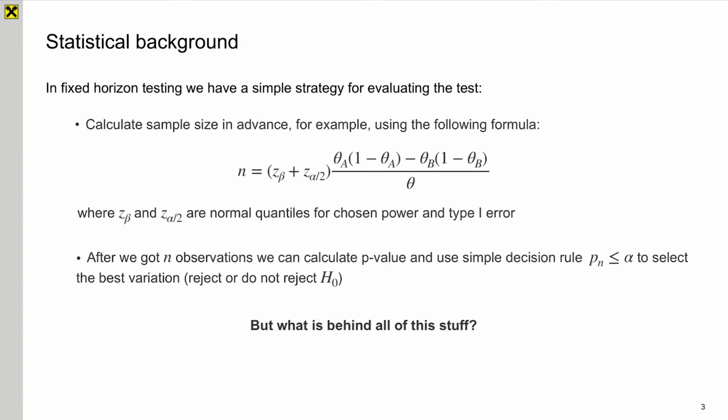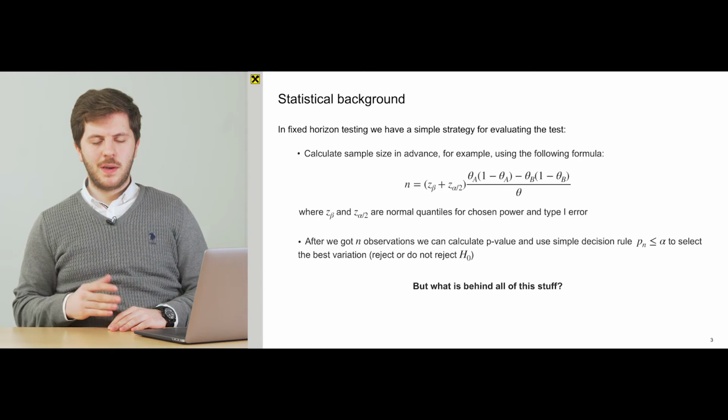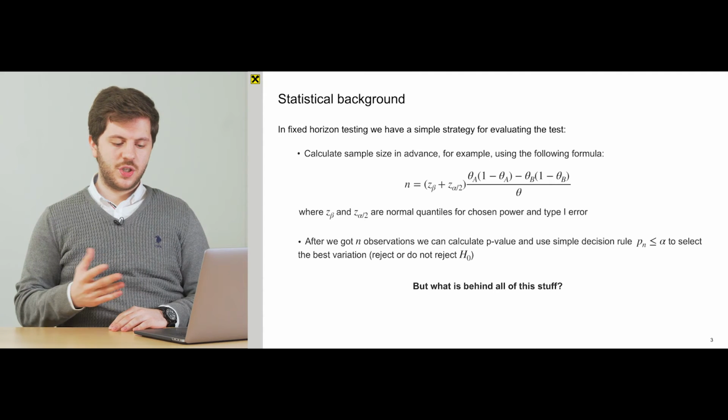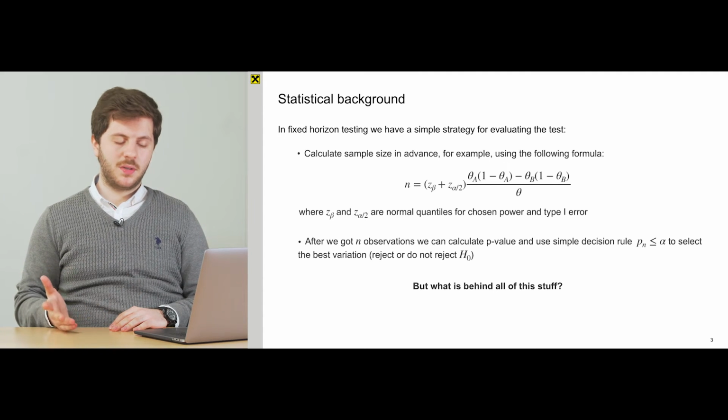I want to discuss with you how to conduct an A/B test in a fixed horizon setup. We could divide the whole A/B testing process into three parts. The first one, we calculate our sample size. The second one, we wait for the A/B test to end, and after we get our observations, we calculate p-values, this magical number which tells us if we should reject or not reject our null hypothesis.